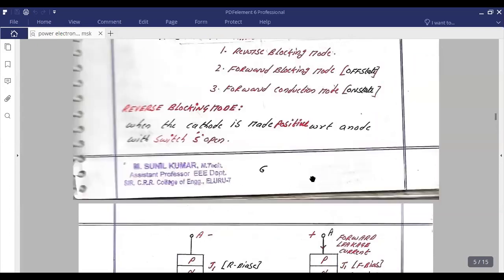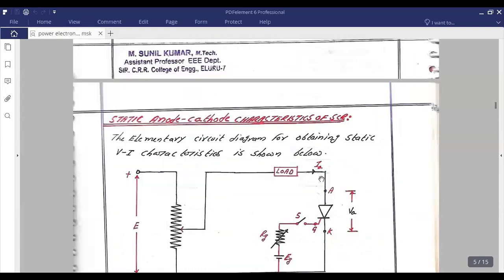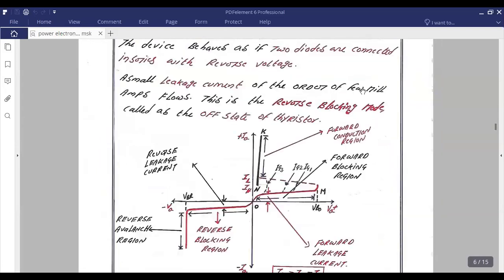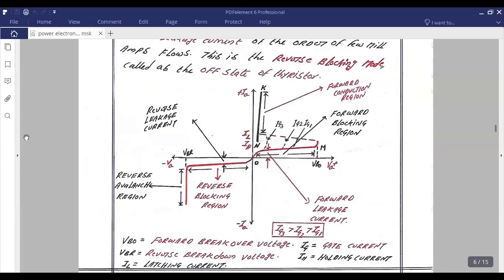Okay, the characteristics we considered here are the static characteristics of the SCR. So what are the static characteristics of the SCR? They are the characteristics plotted between the voltage between the anode and cathode, and the current passing through the anode and cathode.